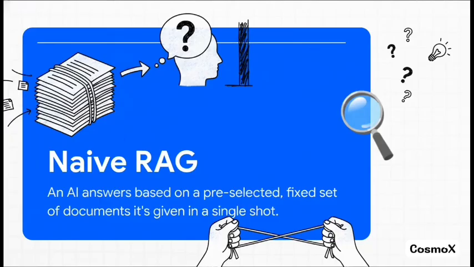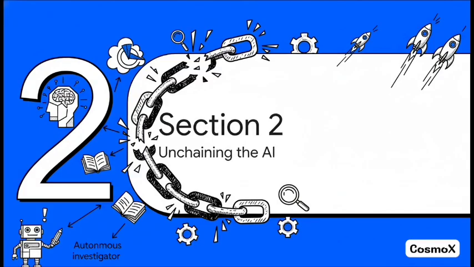So what is naive RAG? That name, RAG, stands for Retrieval Augmented Generation. But in simple terms, it's a system where an AI answers your question based only on a fixed set of documents it's handed, all in one single shot. And the really crucial part here is this. The AI has absolutely zero control over the research process. It can only read what it's given. That's it. But what if we could change that?